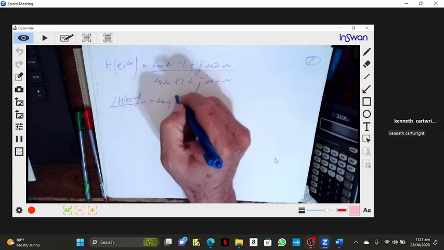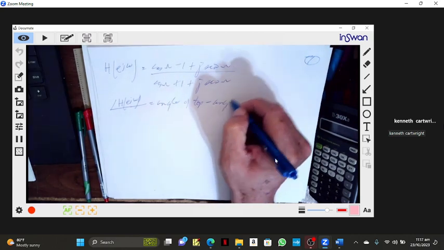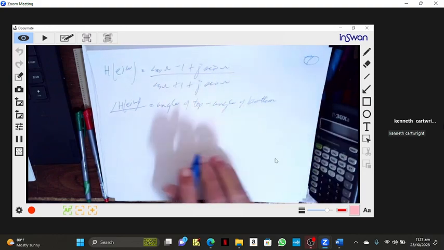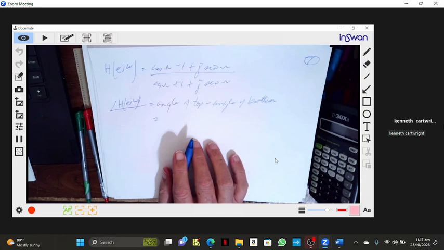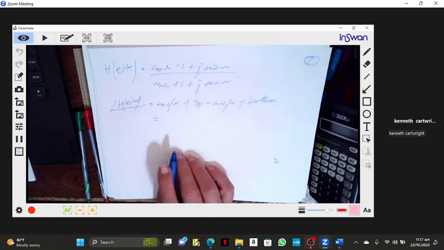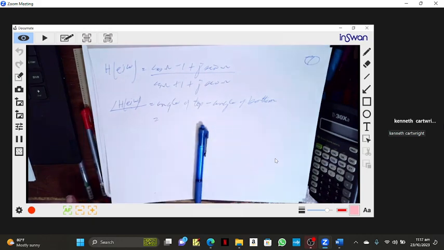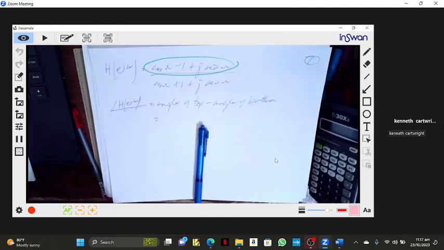Angle of top minus angle of bottom. Okay. What's the angle of the top, Mr. Johnson? What's the angle of the top? What's the angle of a complex number, Mr. Johnson?